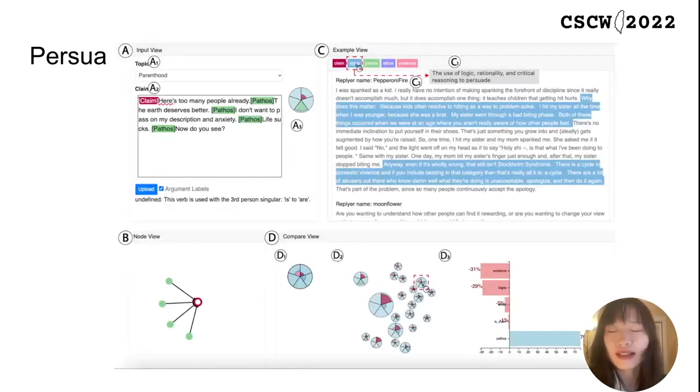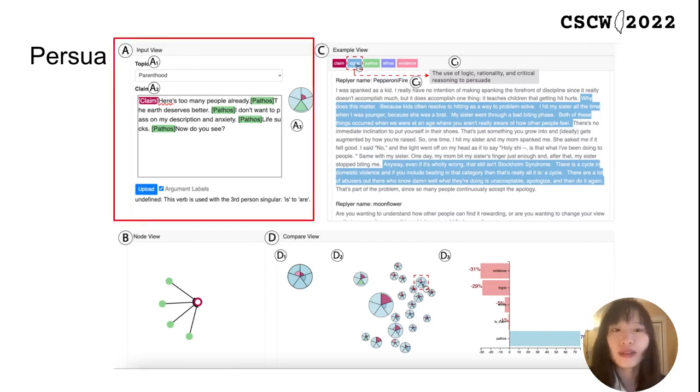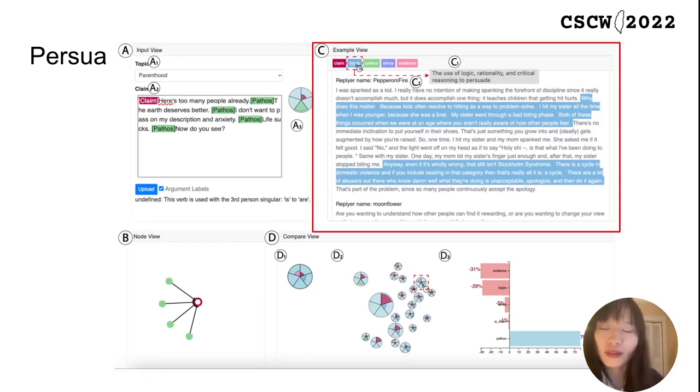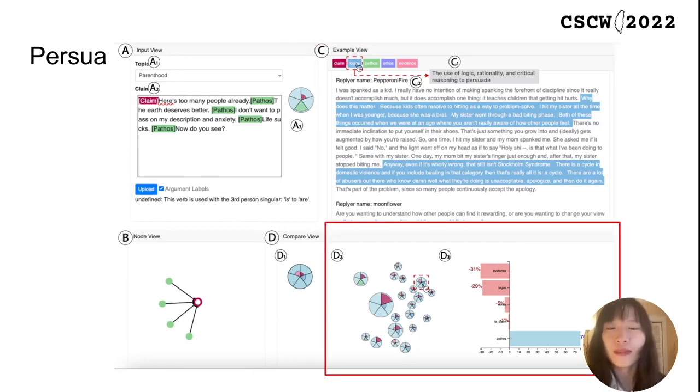Based on the design requirements and the derived taxonomy, we develop the system Persua. Our system contains 4 coordinated views: input view, node view, example view, and compare view. The input view accepts the user's input and summarizes applied persuasive strategies. And the node view demonstrates the structure of the user's arguments. Example view provides examples of persuasive arguments fitting to the topic and supports filtering by persuasive strategies. Compare view shows the differences in argument composition compared with other successful arguments.